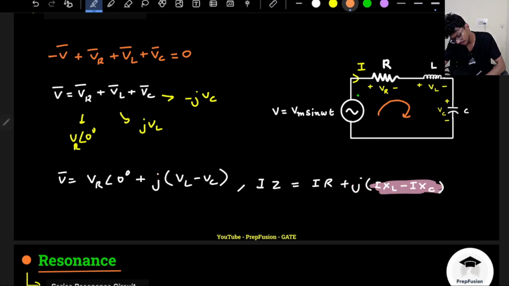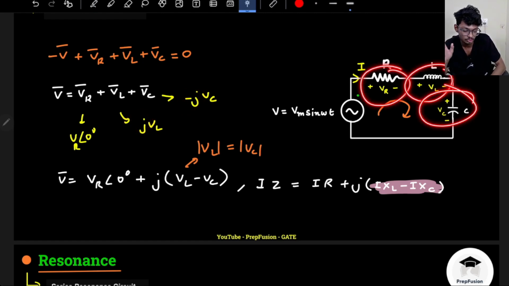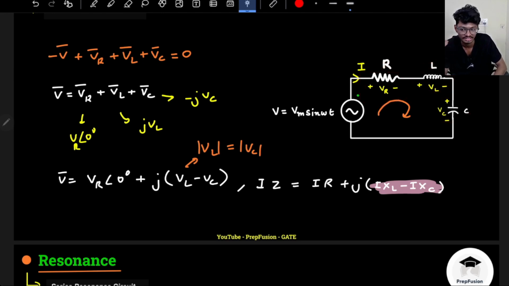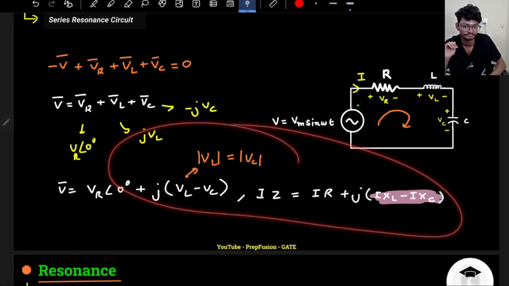That means in resonance, the magnitude of the voltage across the inductor and the magnitude of the voltage across the capacitor are the same. Their phase is different, minus j, plus j, phase is different, but the magnitudes will be the same. Of course, the voltages will not be exactly equal because there is some phase difference, but the magnitude will be the same. I have proven it here. Got it?